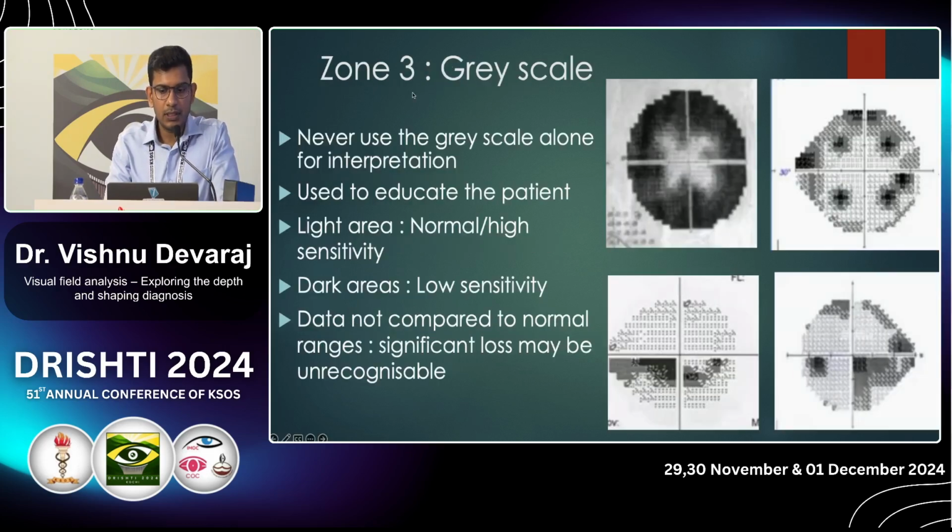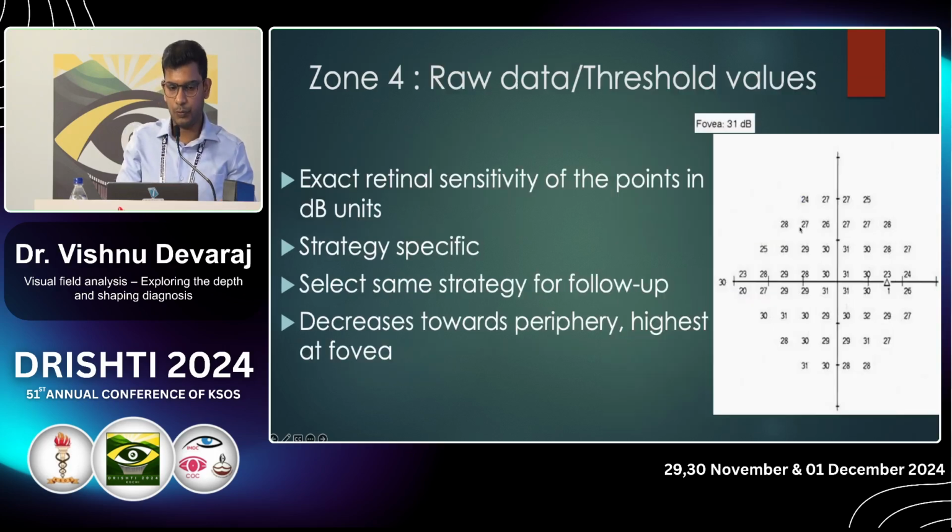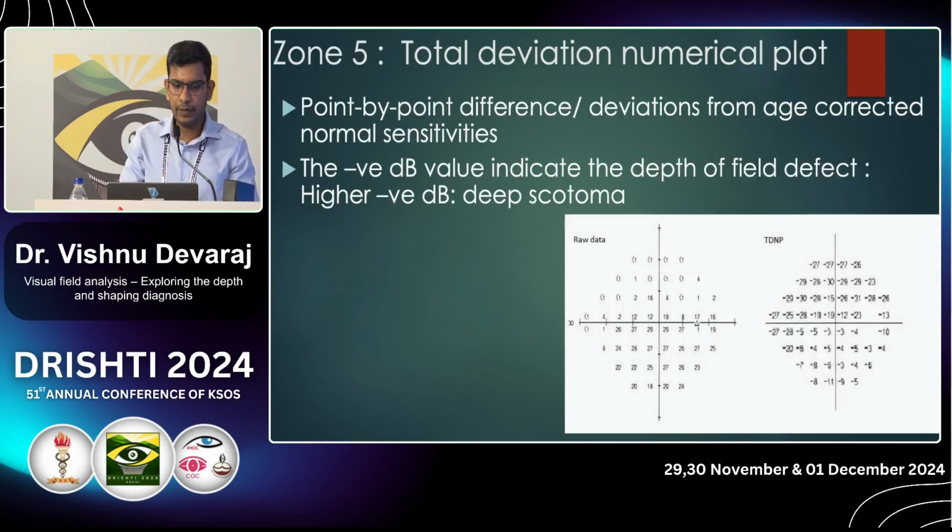Then zone 3, which is used to educate the patient regarding how much of the field loss there is, from a layman's perspective. Zone 4 includes the threshold values, which is actually the measured retinal sensitivity of the patient. Zone 5, the total deviation numeric plot, shows the point-to-point deviation from the age-matched normal individuals' corrected normal sensitivities.